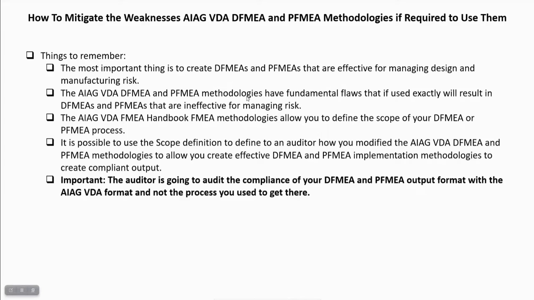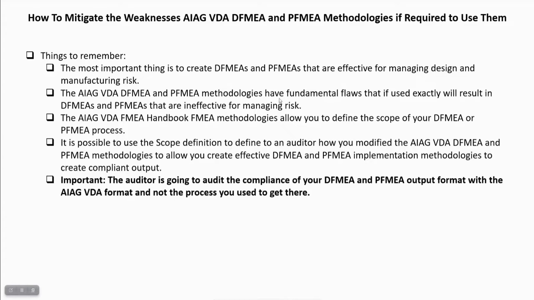The second thing is you can't ignore the fact that these methods have fundamental flaws. If you exactly follow that manual the way it tells you to do design FMEAs, the way it tells you to build those structure, function, and failure nets, you will create FMEAs that are ineffective for managing risk. But the neat thing is the methodology, through the scoping area, gives you sufficient flexibility. And the bottom line is you can scope the definition to populate the FMEA form in such a way that you can create a good FMEA, and the auditors will never know you're not really using the method.